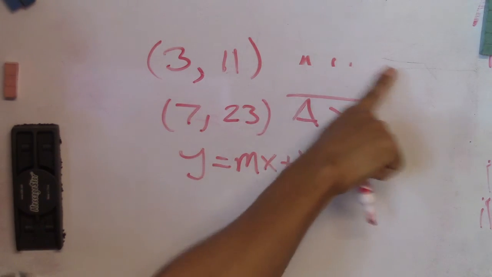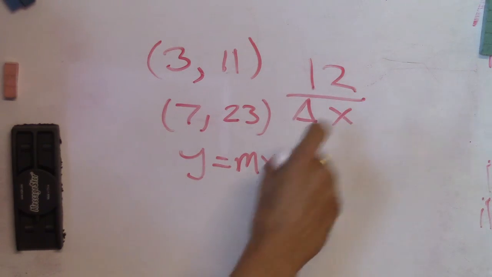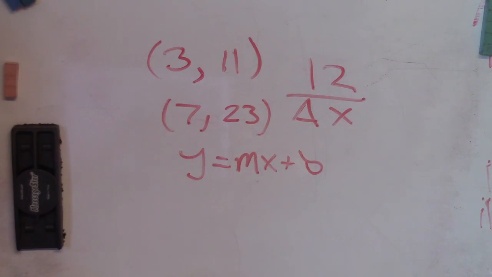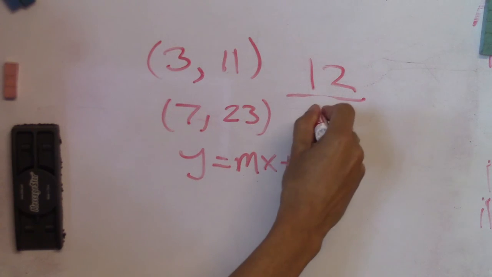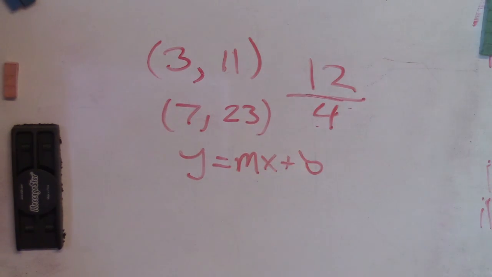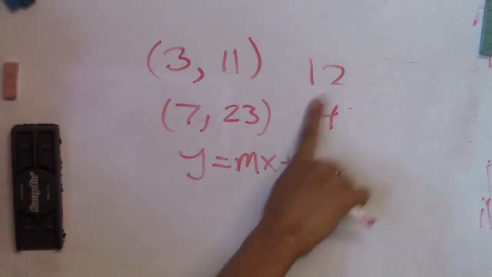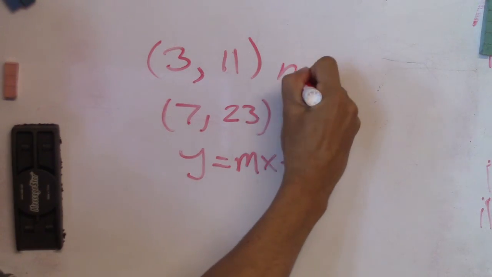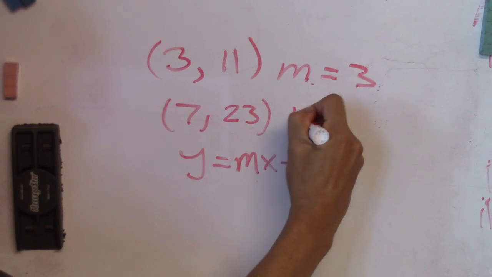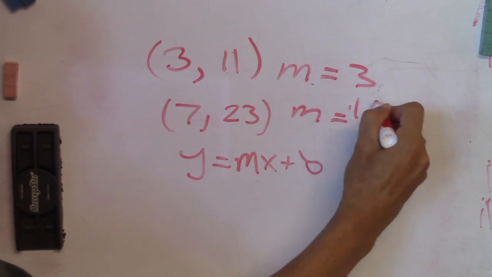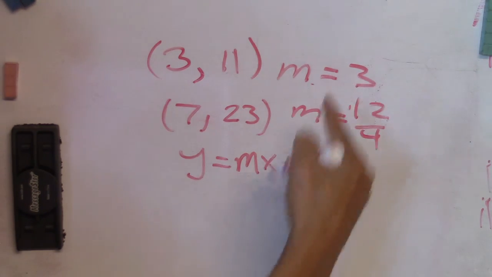All right, I like it. What's the difference in x's? 4. All right, we're happy. Now, what's my slope? It is 4. Wait a minute, what's my slope? Dude, all you gotta do is reduce. All right, 3. There you go. So now I know my m is 3. Just figured out m is 3. And m is the same thing as 12 over 4, right? But that's the same thing as 3.